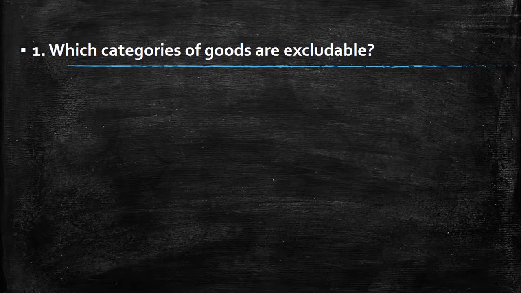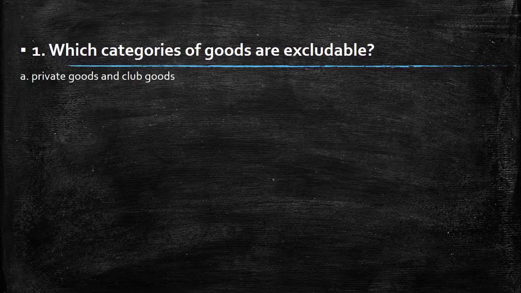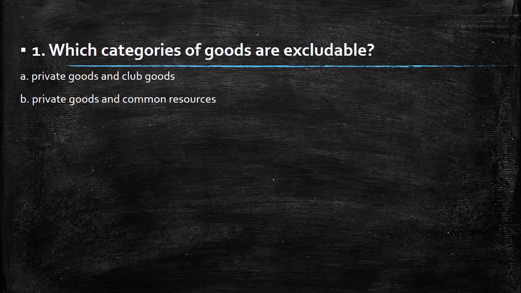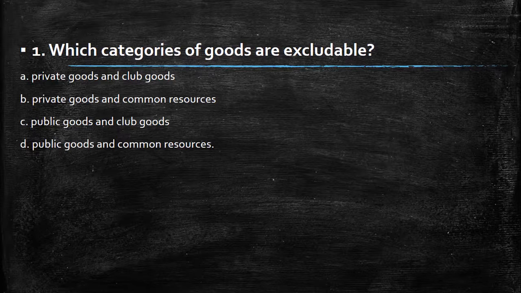So the first question says, which categories of goods are excludable? We receive four possibilities: private goods and club goods, private goods and common resources, public goods and club goods, public goods and common resources. So here, what is the idea? In order to answer this one, we need to know the chart of rival in consumption and excludable. Basically we start from this relationship, we construct it with yes or no, so we find four kinds of goods.